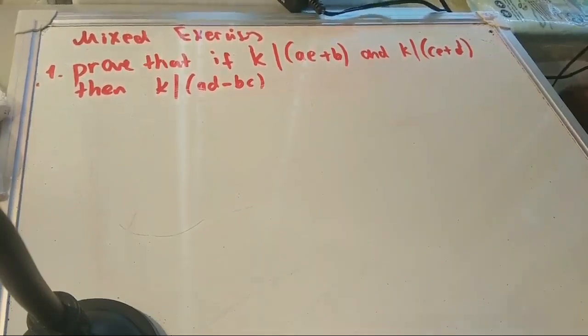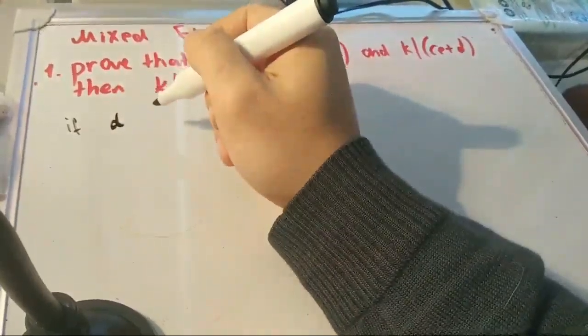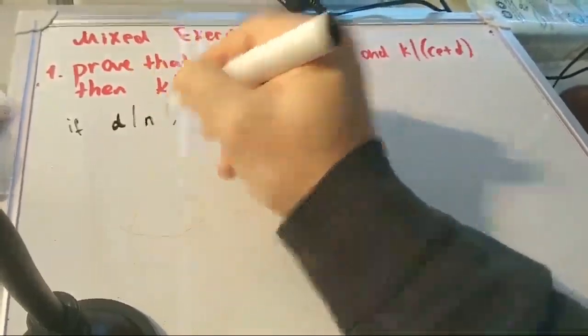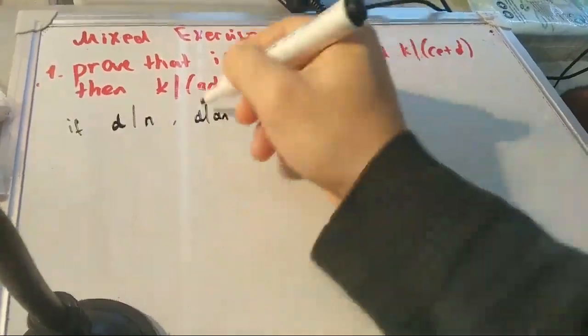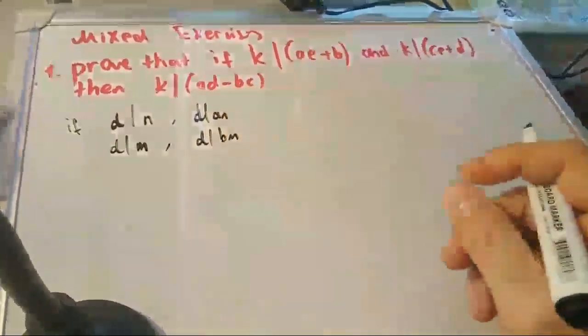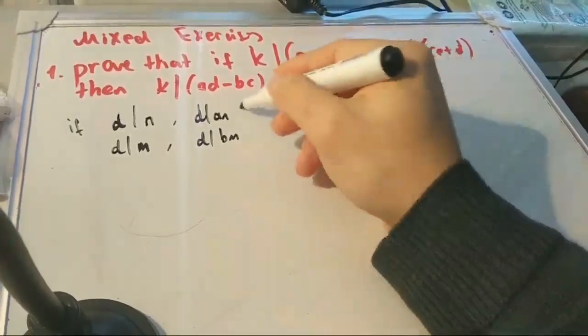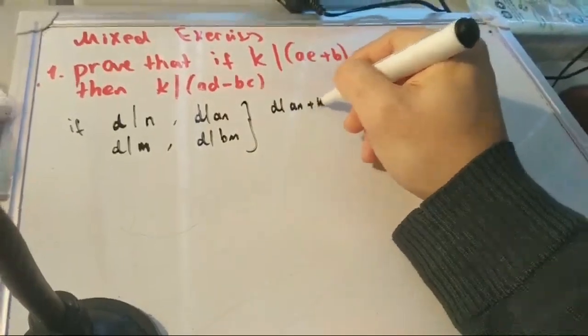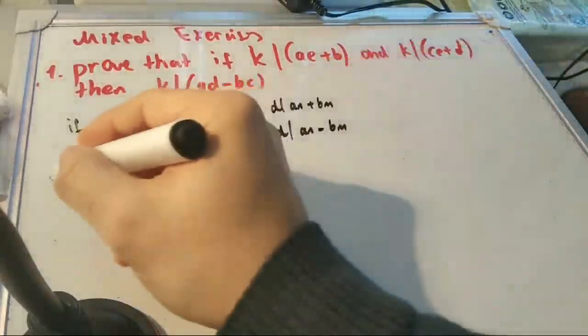I think to solve it, we have to go back in time. Just remember, first day of the lesson, if D divides N, when we multiply N by any number, let's say by A, still AN is divisible by D, right? For M, BM is divisible by D. So when we take the sum and difference of the numbers, still these numbers are divisible by D. So AN plus BM and AN minus BM are still divisible by D.